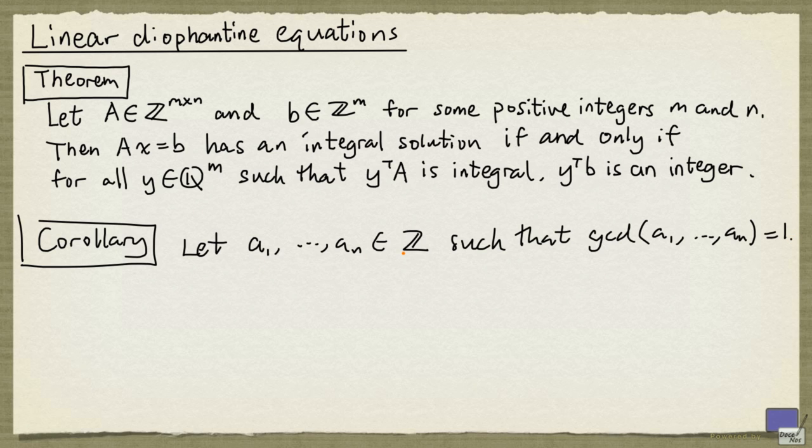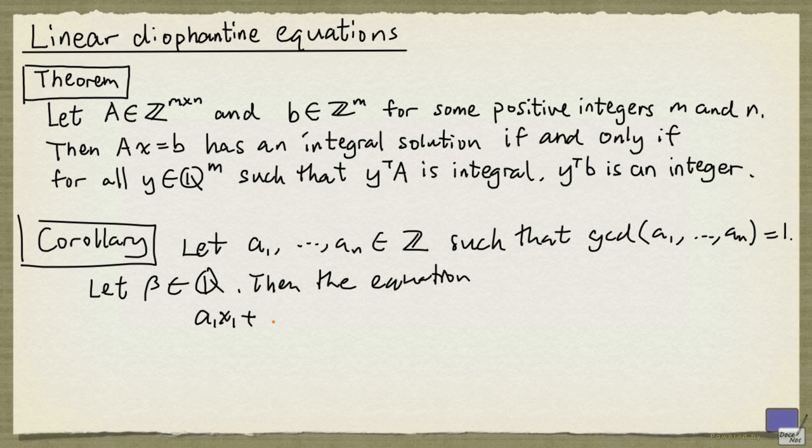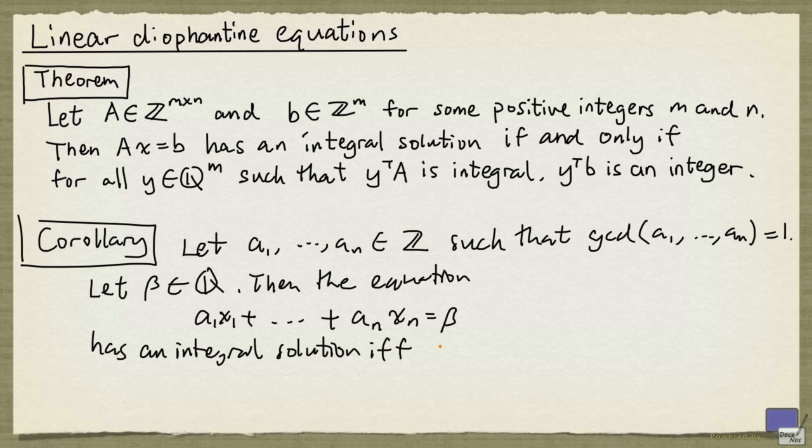Let a1 up to an be integers such that they are relatively prime. In other words, the greatest common divisor of these numbers is 1. And let beta be a rational number. Then the equation a1x1 plus all the way up to anxn equals beta has an integral solution if and only if beta is an integer. So for example, if the equation is 11x1 minus 7x2 equals 5, then by this corollary, this will have an integral solution because the greatest common divisor of 11 and 7 is 1, and here the right-hand side value is an integer.